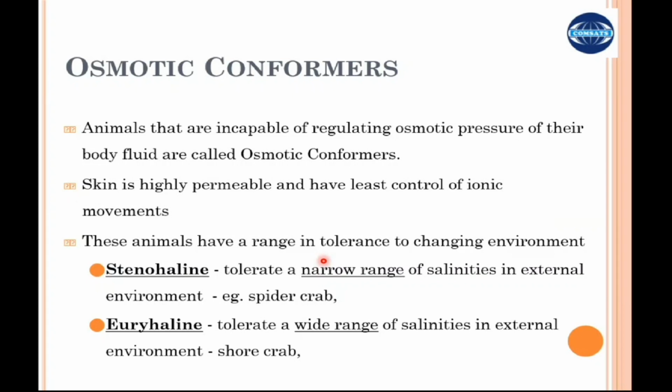Some animals have the ability to withstand a wider range of change in the external environment, right? Those animals which can survive between very low to very high salinity in the external environment are called euryhaline animals, right? So they tolerate a wide range of salinities in the external environment, for example, the shore crab. Those which tolerate only a narrow range of salinities in the external environment are called stenohaline animals, and these are spider crabs. For example, the spider crabs can tolerate a limited salinity, and I will explain it in this slide.